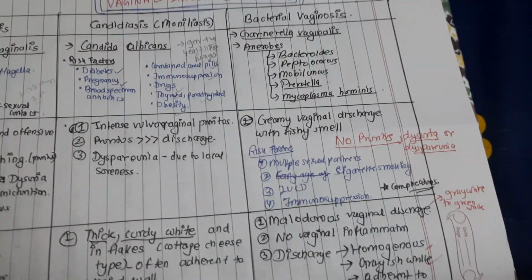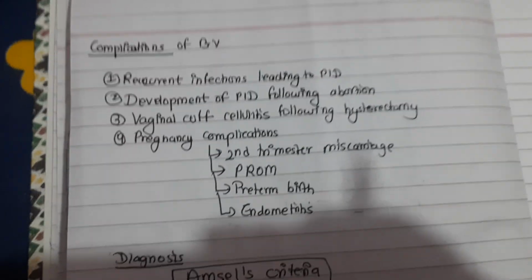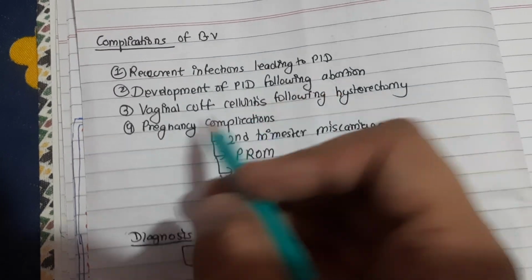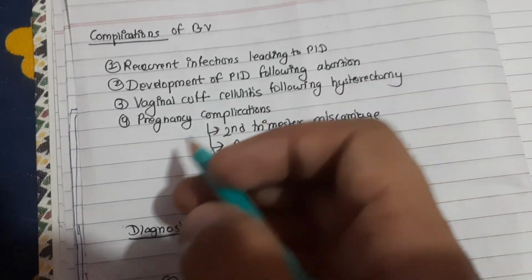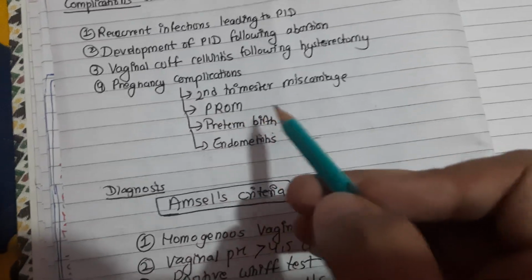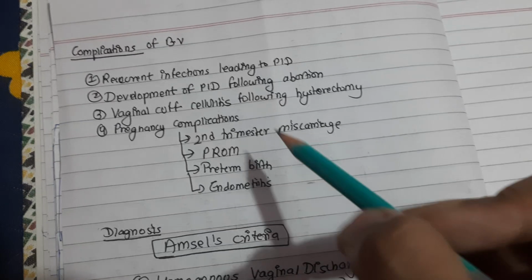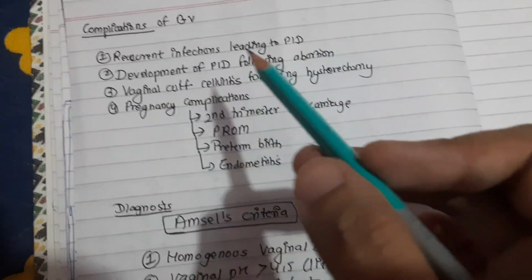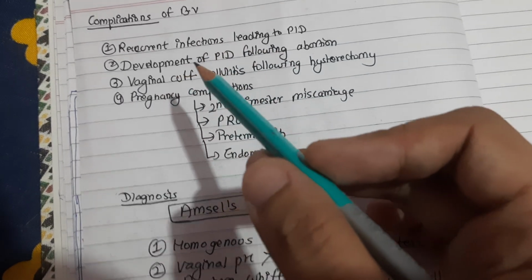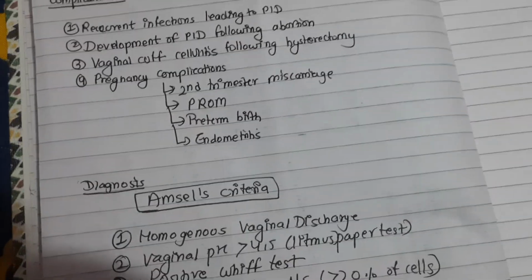And what are the complications of bacterial vaginosis? We have recurrent infection leading to PID. Other complications are development of pelvic inflammatory disease following abortion, vaginal cuff cellulitis following hysterectomy. There can be pregnancy complications like second trimester miscarriage, premature rupture of membrane, preterm birth, and endometritis. These are the complications of bacterial vaginosis.